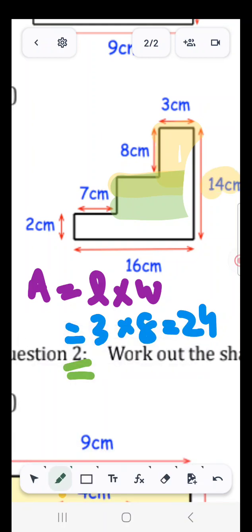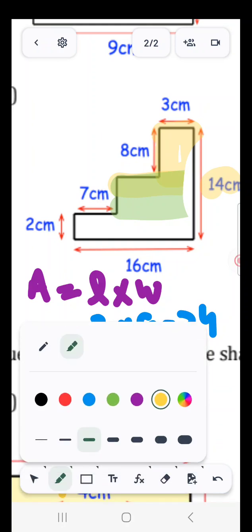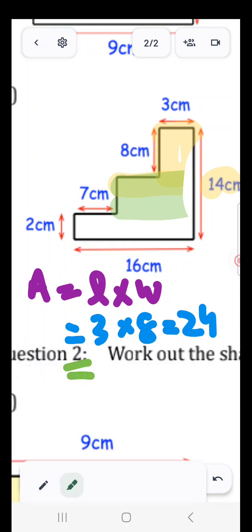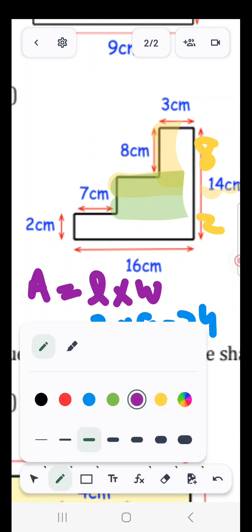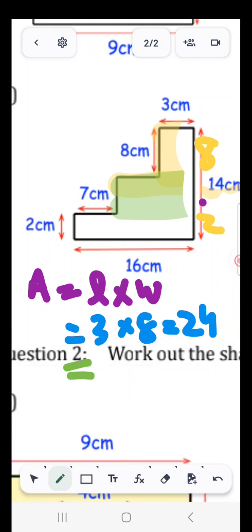This is 14 here. But from 14, if you take away the top height, like it was 8 here, so 8 is here and 2 is here. From 14, if you take away 8 and if you take away 2, means if you subtract them, then in the middle part you can get 4. So instead of saying it as 14, it is actually 4.